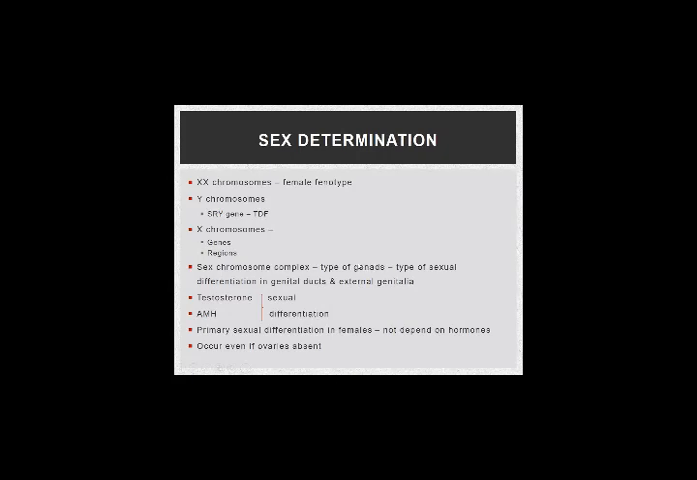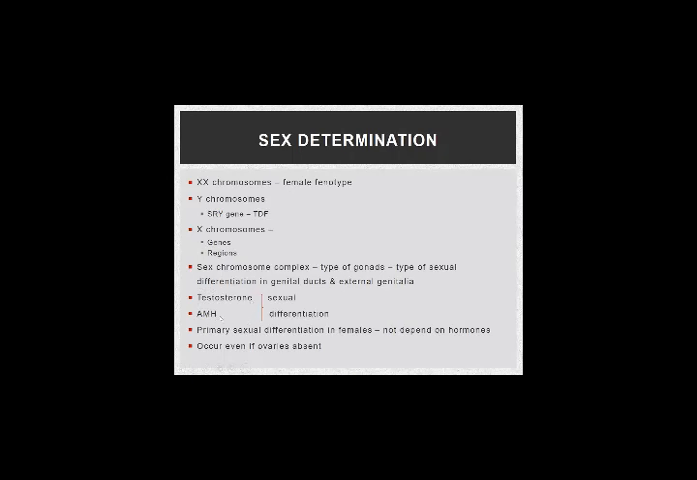So if it's an XY, obviously, in that case, epididymis develop होगा, ductus deferens develop होगा, seminal vesicles develop होगा, and so on. Now, this testis determining factor, because of this, the gonad begins to produce testosterone and anti-Mullerian hormone. These two hormones are responsible for sexual differentiation in male.